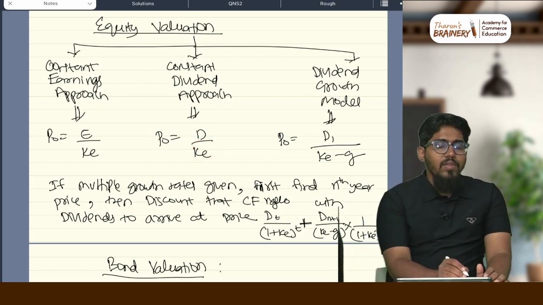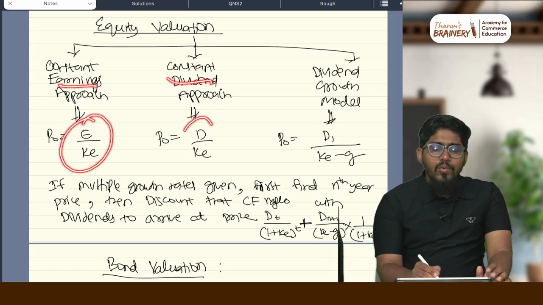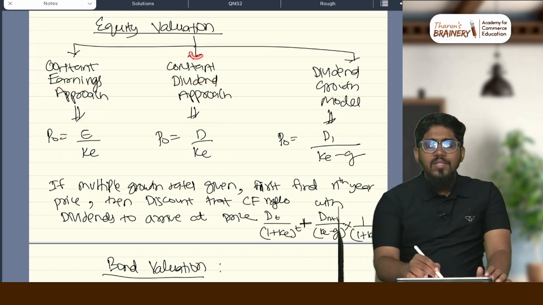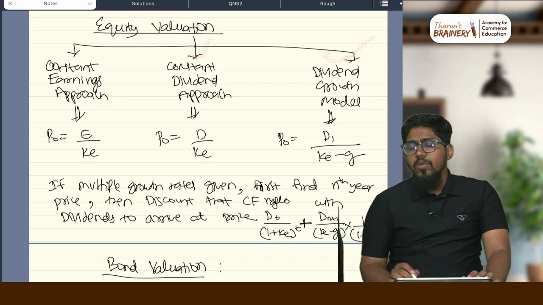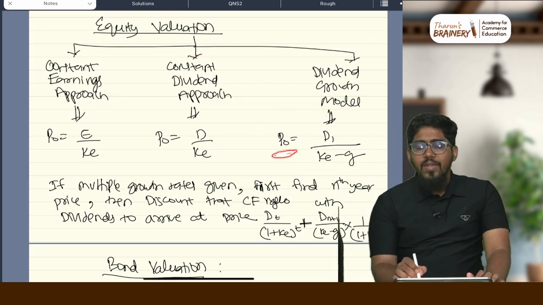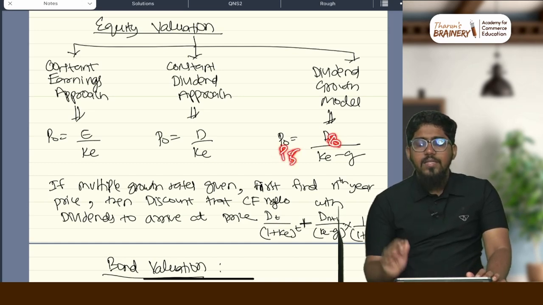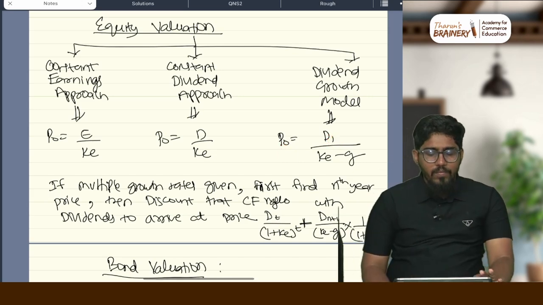So if they say constant earnings approach, the formula is E by K. Constant dividend approach, D by K. Mostly these two formulas are used. Dividend growth model, D1 divided by KE minus G. So P0 is equal to D1 over KE minus G. This is what you have to remember. If you are finding P1, then this should be D2. If you are finding P5, then this should be D6. Clarity. Super.